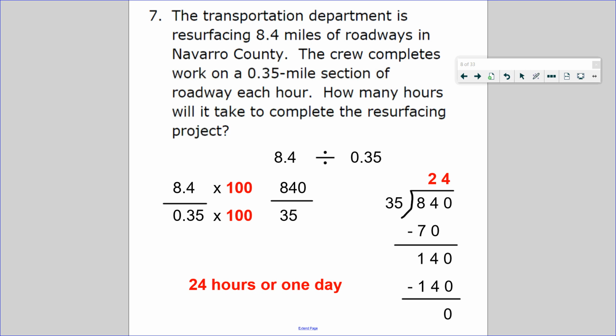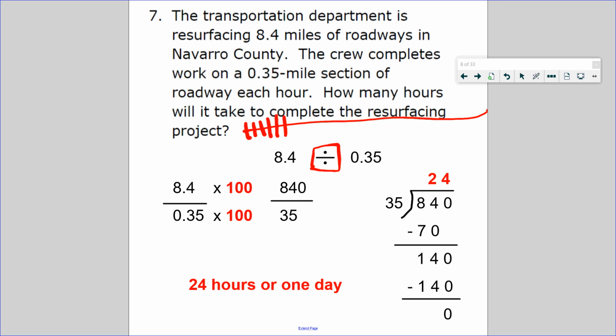Number 7, the Transportation Department is resurfacing 8 and 4/10 miles of roadways in Navarro County. The crew completes work on a 3,500-mile section of roadway each hour. How many hours will it take to complete this resurfacing? Why do you say this is dividing? So they have to do all of these roads, 8 and 4/10 miles. Every hour they're doing this section, this section, this section. Are we dividing it into different parts? We are. That's why it's dividing.